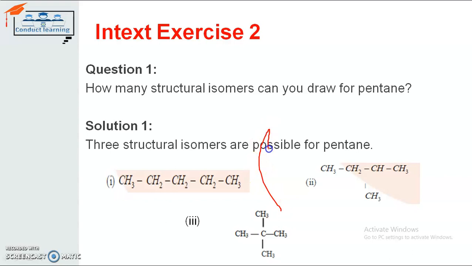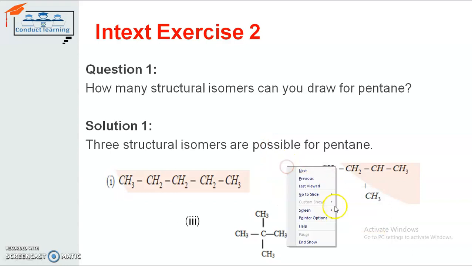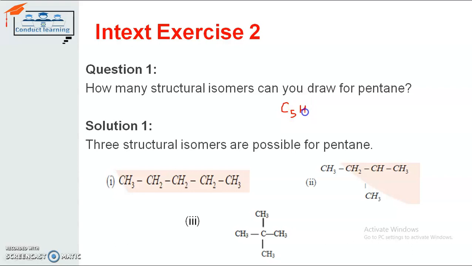How many structural isomers can be possible for pentane? Pentane is a carbon compound in the alkane group. So first of all, we have to find out the formula for pentane to make its isomers. The formula for pentane is C5H12, because pent suggests 5 carbon atoms.